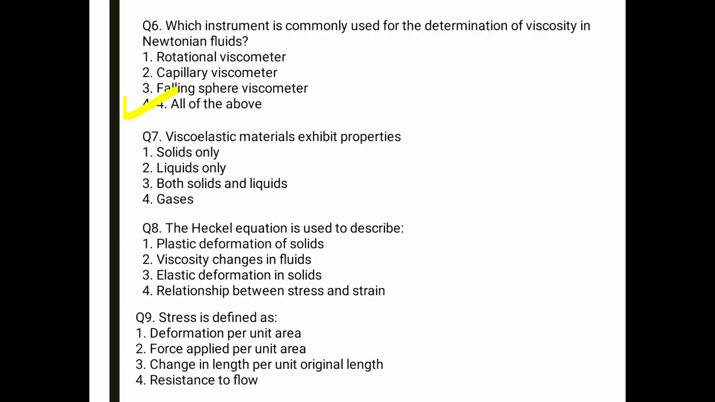Next, viscoelastic materials exhibit properties: solid only, liquid only, both solid and liquid, and fourth, gases only. So both solid and liquid properties are exhibited by viscoelastic material. Next, the Hooke equation is used to describe first, plastic deformation of solid, second, viscosity changes in fluid, third, elastic deformation in solid, and fourth, relationship between stress and strain.